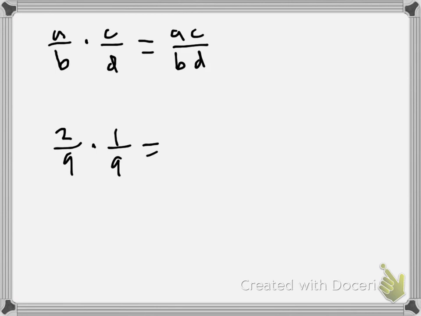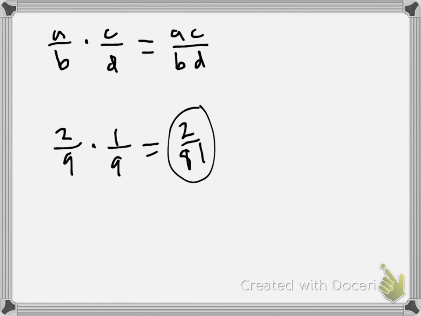So if there's no common factors, I'm just going to do the rule. I'm just going to multiply straight across the top. So 2 times 1 is 2. On the bottom, same thing. 9 times 9 is 81. And so 2 over 81 is my answer. And the nice thing is, because I was careful and I went through and I checked to see if this was able to be reduced before I multiplied, I am going to get an answer that's in lowest terms.